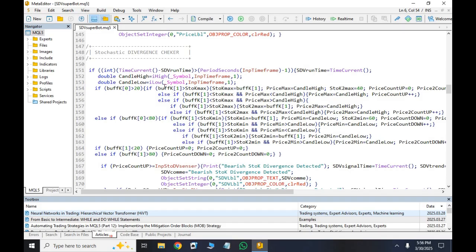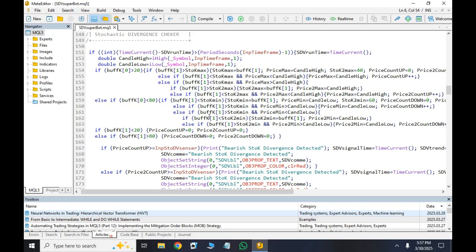How do we check the divergence? This is the same as the RSI divergence in my previous video. Same code, the only change is that it is not RSI high. This is stock max and stock min, and price max, price min, price count up. All variables are the same as the RSI divergence type. So let me explain how these codes work.